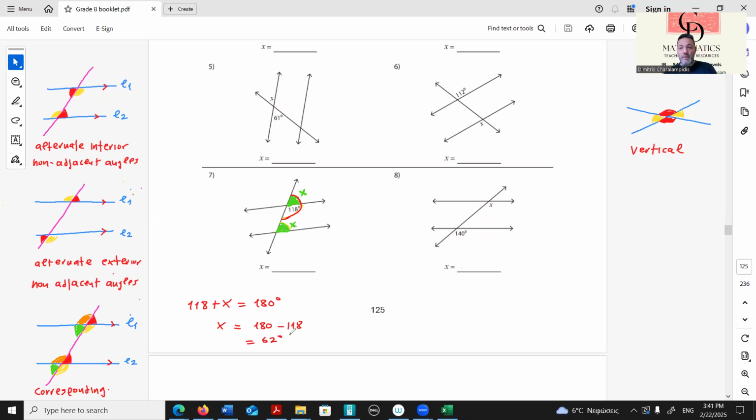And that's all. Remember, once again, that every time two parallel lines are cut by a third transversal, three special pairs of congruent angles are created. Alternate interior non-adjacent angles. Alternate exterior non-adjacent angles. And corresponding angles, which are also referred to as same side interior, exterior, non-adjacent angles.